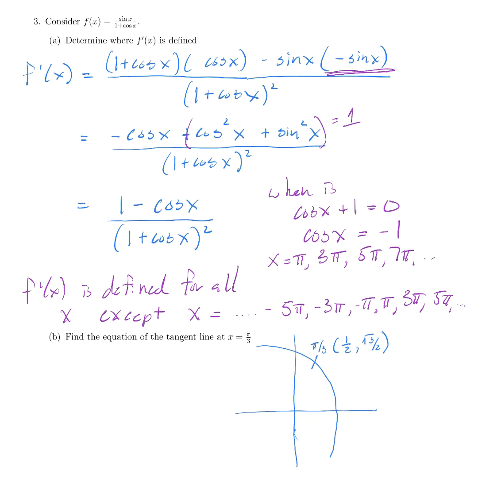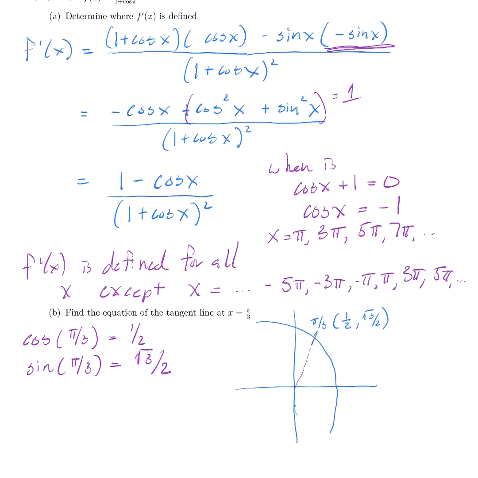Okay, so now we want to find the equation of the tangent line at pi over 3. So I've drawn this little piece of the unit circle here for you. There's pi over 3 radians, and that's the point (1/2, square root of 3 over 2). So just from that, we can read that cosine of pi over 3 is equal to 1/2, and sine of pi over 3 is equal to square root of 3 over 2. And again, to find the equation of this tangent line, we need a point and the slope. The slope is going to come from the derivative. The point is going to come from the original function.